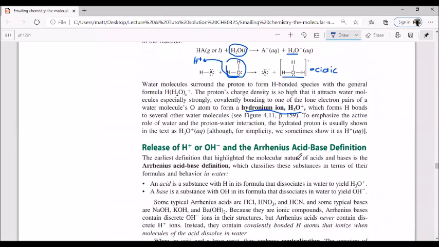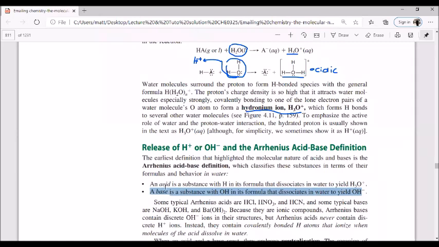Arrhenius acid-base definition. Arrhenius definition classifies substances in terms of their formulas and behavior in water. An acid is a substance with H in its formula that dissociates in water to yield hydronium ion. That is the Arrhenius definition for acid. Arrhenius definition for base: a base is a substance with hydroxide in its formula that dissociates in water to yield hydroxide ion.